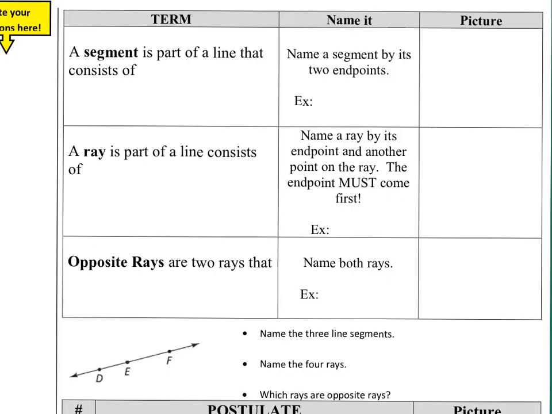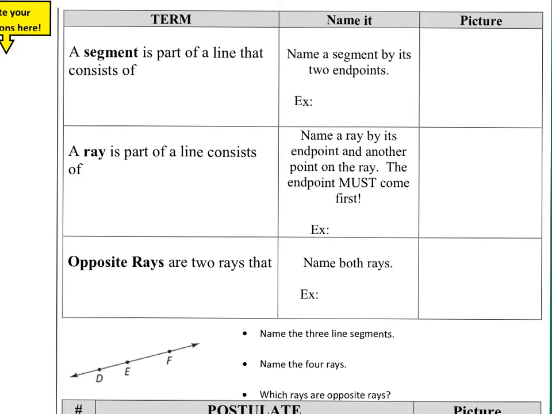Now that we have all of the basic building blocks, we can start looking at different ways to put them together. The first thing that we're going to cover is a segment. A segment is part of a line that consists of 2 endpoints and all of the points on the line between those endpoints. So if we want to name a segment, we just use the 2 endpoints, and the order doesn't matter for this. So here we have segment XY.